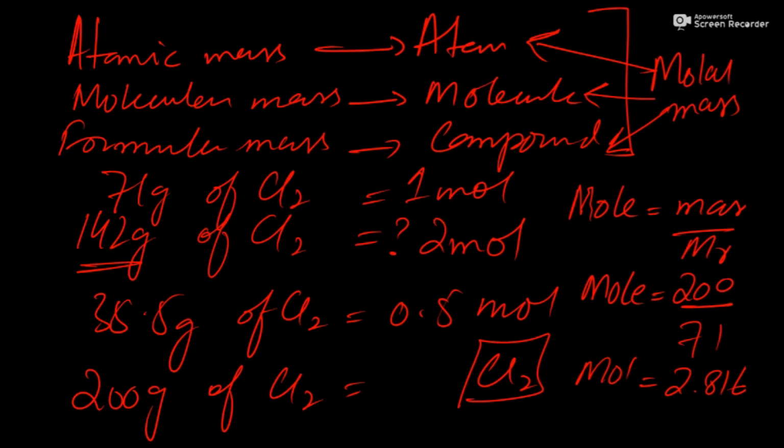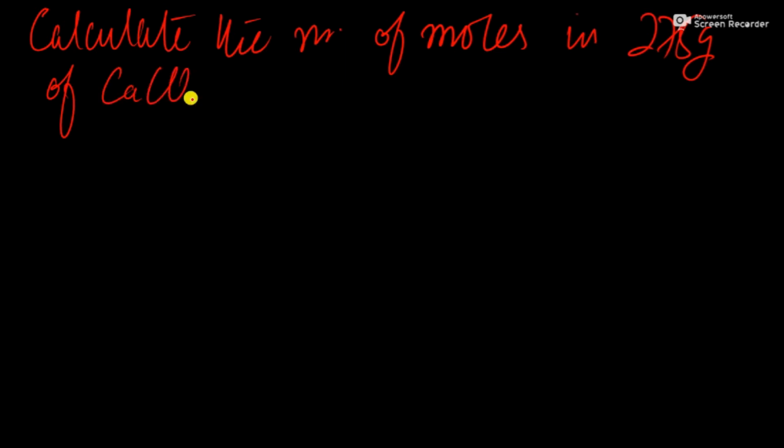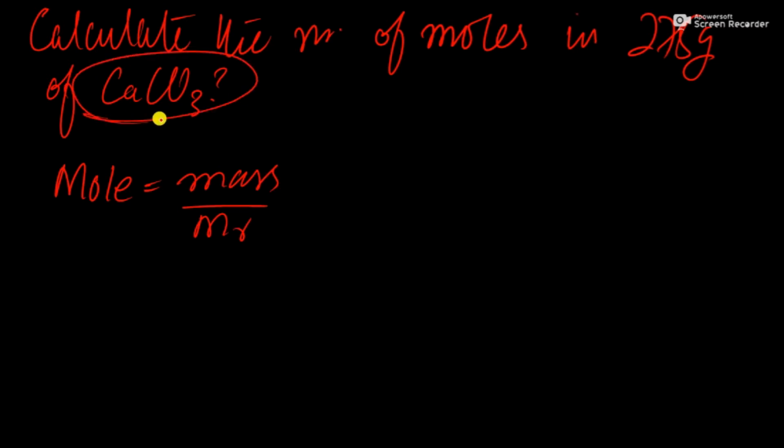Okay, let's have some more examples. We have a question: calculate the number of moles in 275 gram of calcium carbonate. We know that we have a formula: mole is equal to mass over molar mass. Molar mass means the mass of 1 mole, so we are talking about the mass of 1 mole of calcium carbonate.